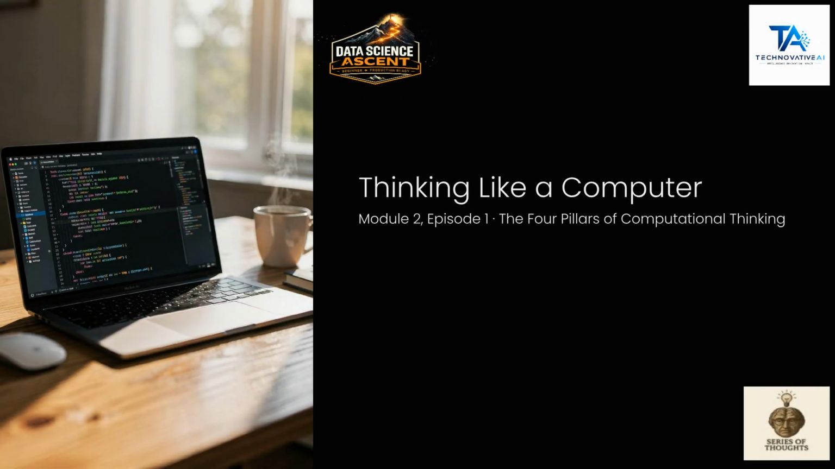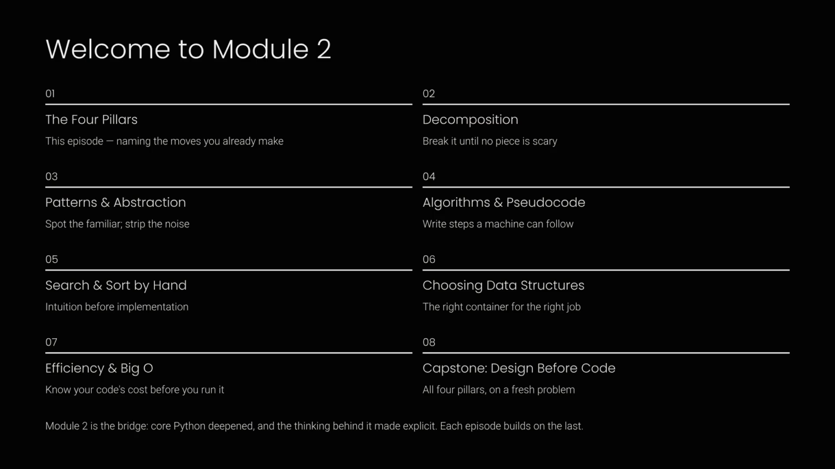Welcome to our video on the 4 pillars of computational thinking. Having completed Module 1, you're now ready to make the mental moves you've been practicing conscious, turning them into a formal framework. In this module, we will bridge your practical experience with these core concepts. We'll explore decomposition, patterns, abstraction, and algorithms, building each episode on the previous one to solidify your foundation.